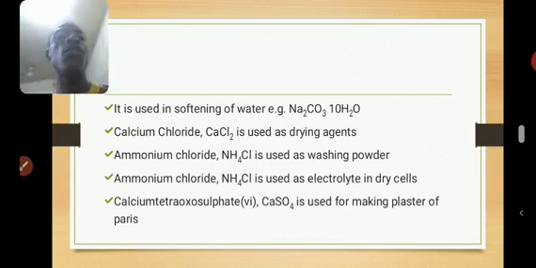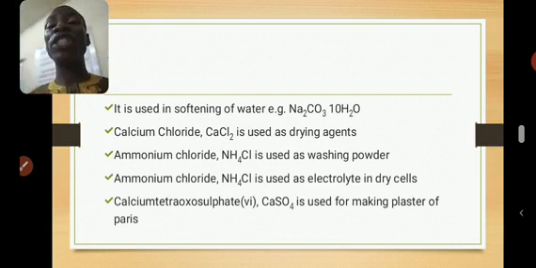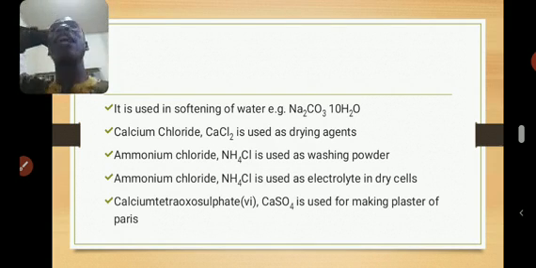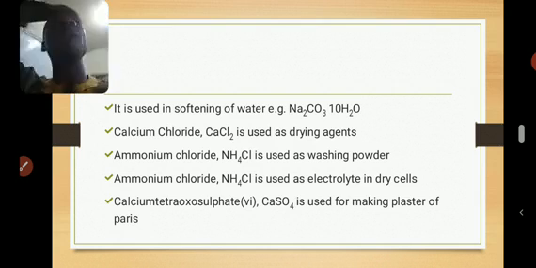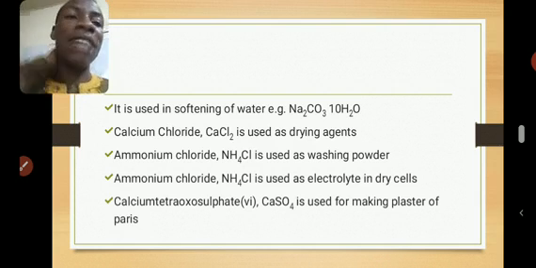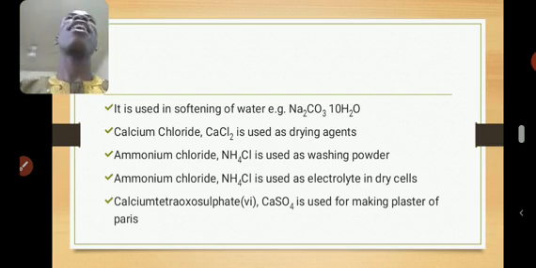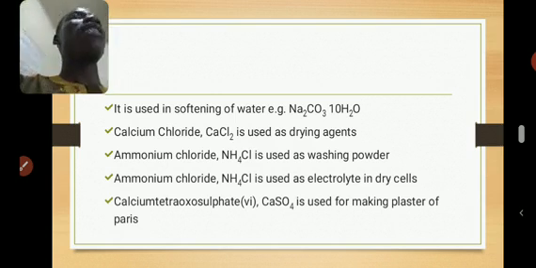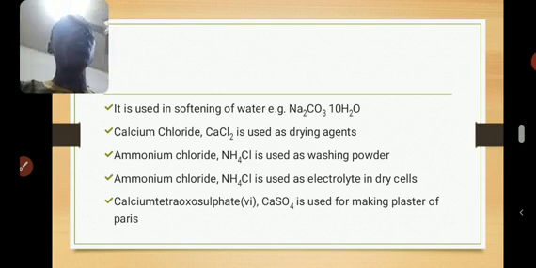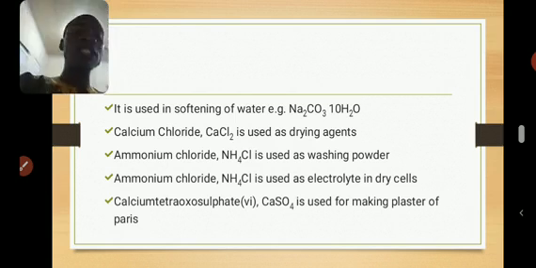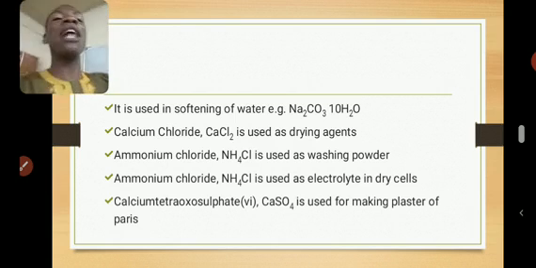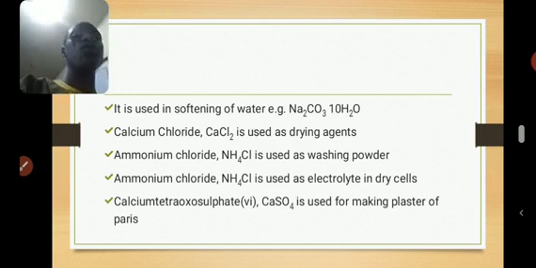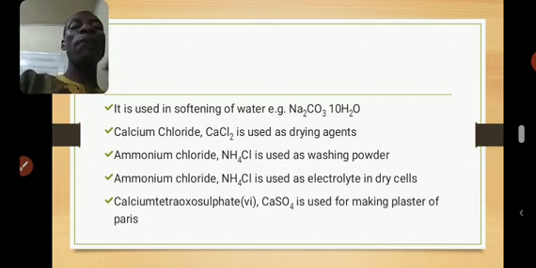Sodium carbonate decahydrate, Na2CO3.10H2O. I told you it's called washing soda. Don't forget, calcium oxide is quick lime. Calcium hydroxide is slaked lime. Sodium hydroxide is what? Caustic soda. Now, sodium carbonate decahydrate, Na2CO3.10H2O, is called washing soda. So that's 10 of water. It's not really soap like that, but it's a form of soap.